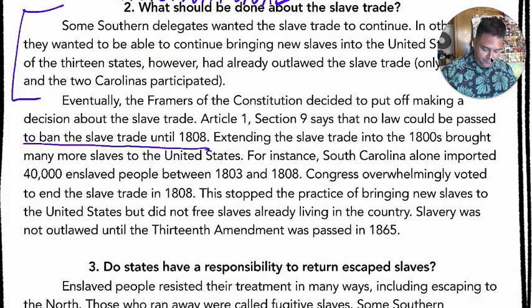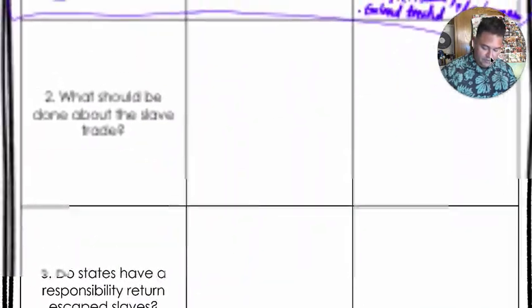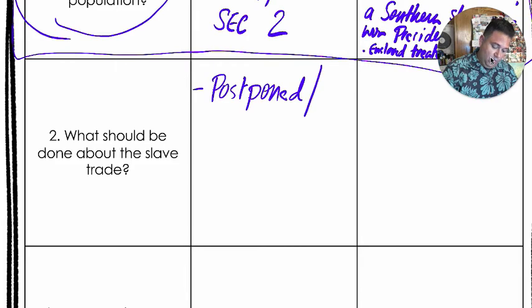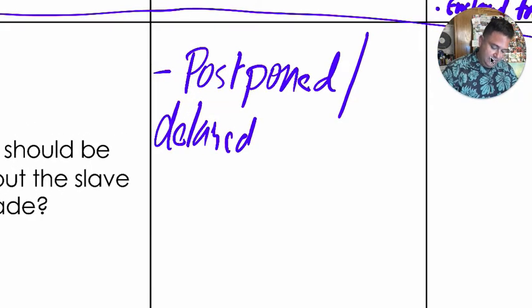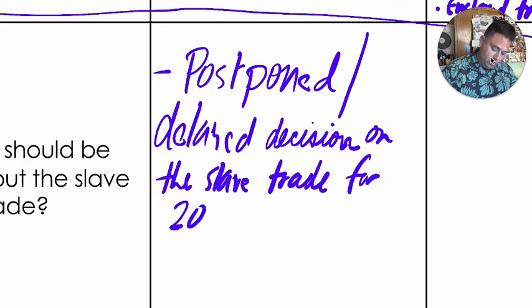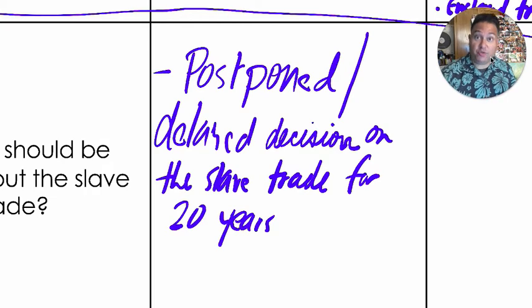So, what should be done? Postponed or put off. That's another way of saying put off. Postponed or delayed. That's another good way to say it. Delayed a decision on the slave trade for 20 years. That's 20 years after the Constitution would have been ratified, right?